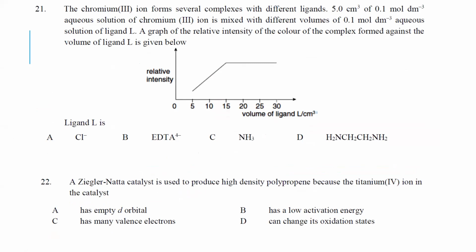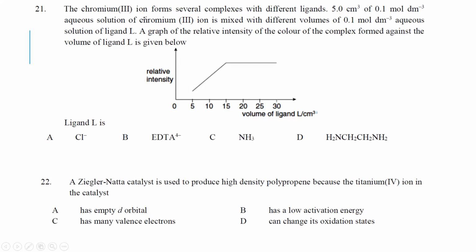Chromium 3 ions form several complexes with different ligands. 5 cm³ of 0.1 mol/dm³ aqueous solution of chromium 3 ion is mixed with different volumes of 0.1 mol/dm³ aqueous solution of ligand L. A graph of relative intensity of the color of the complex formed against the volume of ligand L is shown below. So this is the graph. So what is the ligand L?